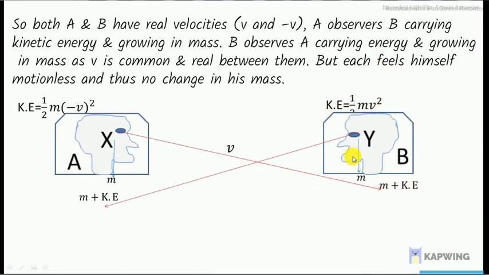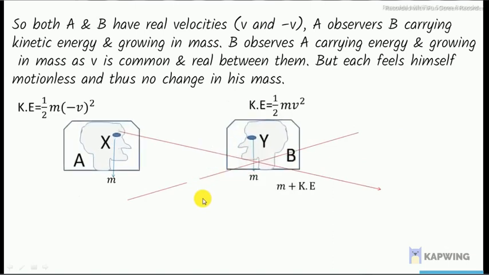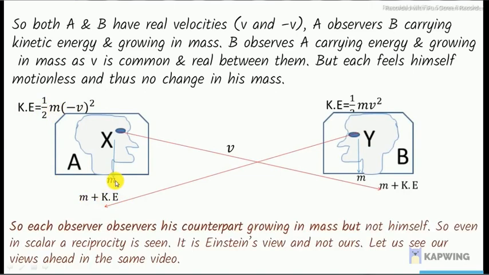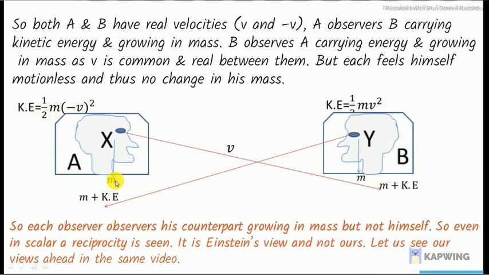But B feels motionless, so no motion, no kinetic energy, and no growth of mass. But when B looks back, A appears to move with minus V velocity, which is also real for him. So it grows in mass. B observes A growing in mass. But A doesn't accept this change because he feels motionless. So each observer observes his counterpart growing in mass, but not himself. So even in scalar quantities, reciprocity is seen. It is Einstein's view and not ours. Let us see our view ahead in the same video.